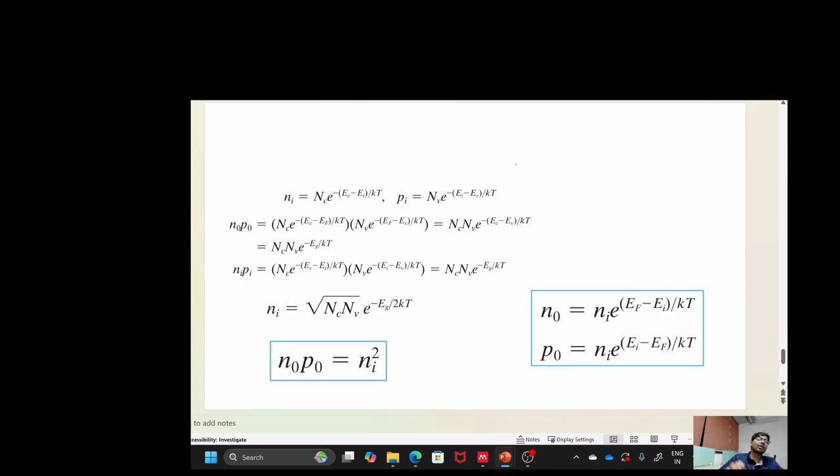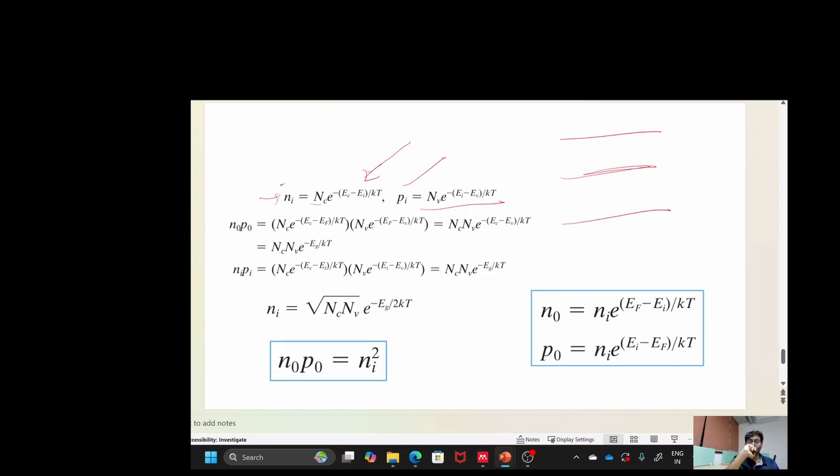Okay, so now let us see for an intrinsic semiconductor. In an intrinsic semiconductor, this is the Ni, the intrinsic carrier concentration, which is equal to Nc into e raised to power minus this thing. This can be applied because in an intrinsic semiconductor the Fermi level is at the middle, so this formula can be easily applied. So this is the intrinsic hole concentration, which can be applied.